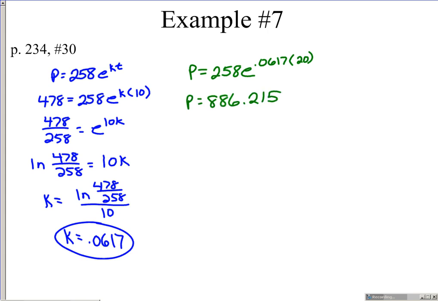Remember, though, that is in thousands, so how many people does that really represent? It represents 886,215. There's the estimated or predicted population in 2010. Move on to problem 34.